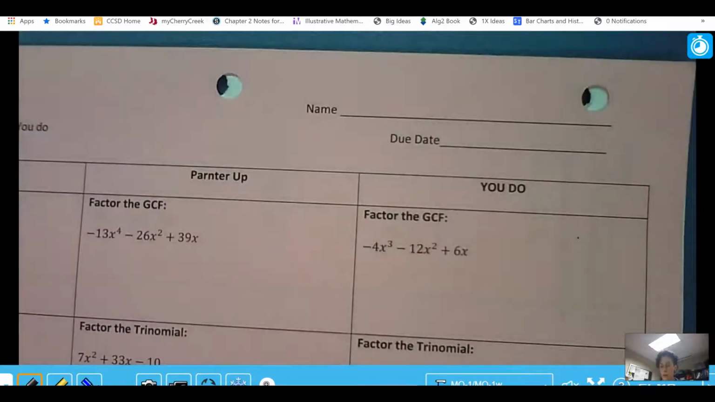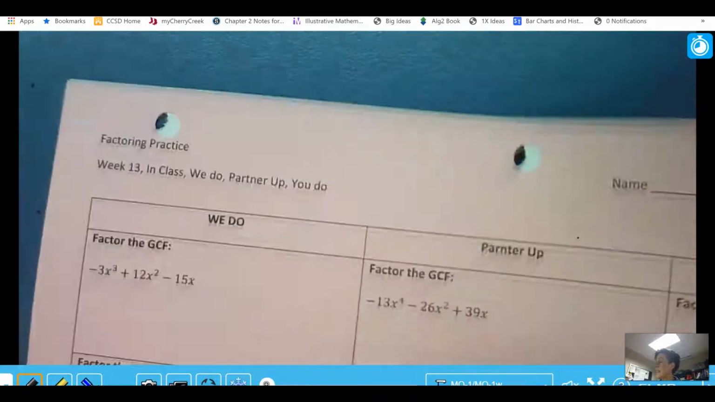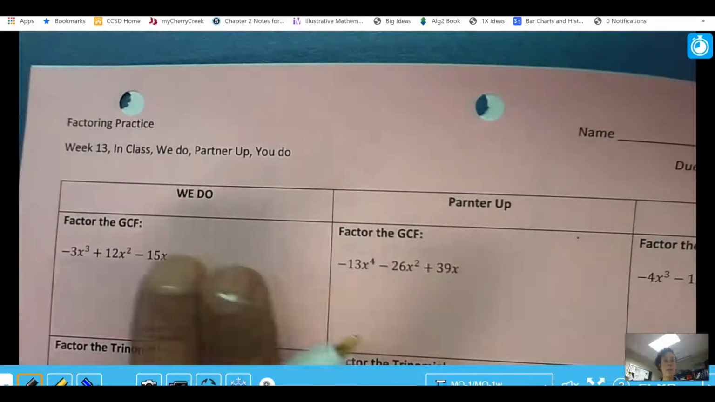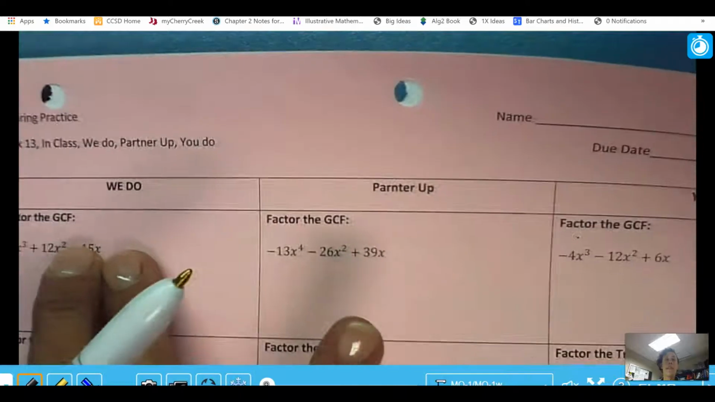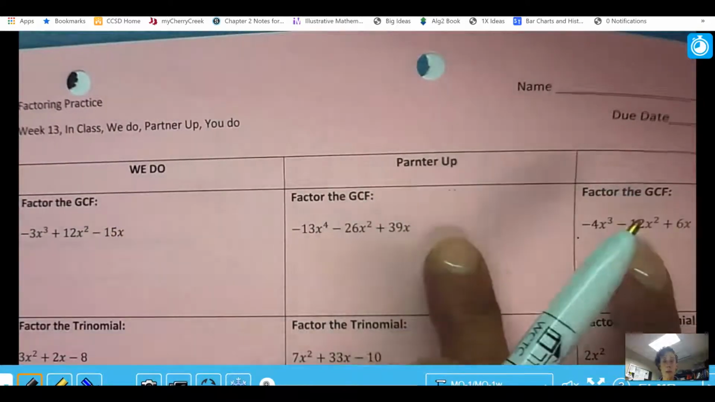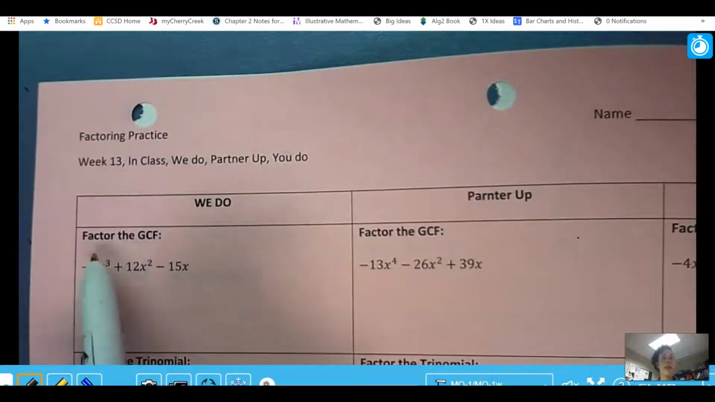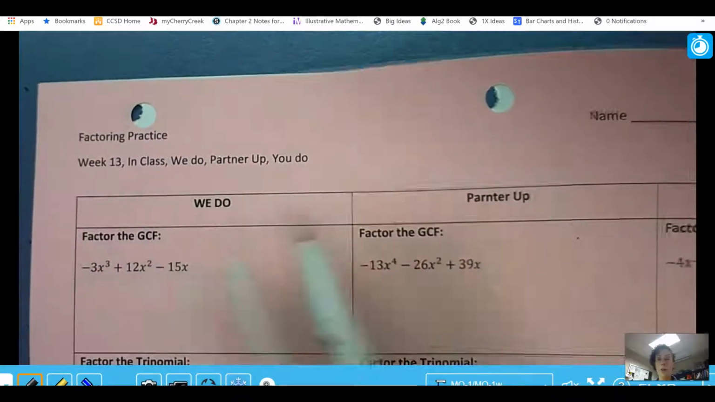The way I want you to go through this video is do one row at a time. So we will do this one, and then you should pause the video and work on those two. All right, let's take a look at this one. So factor the GCF. That's all we're going to do here.